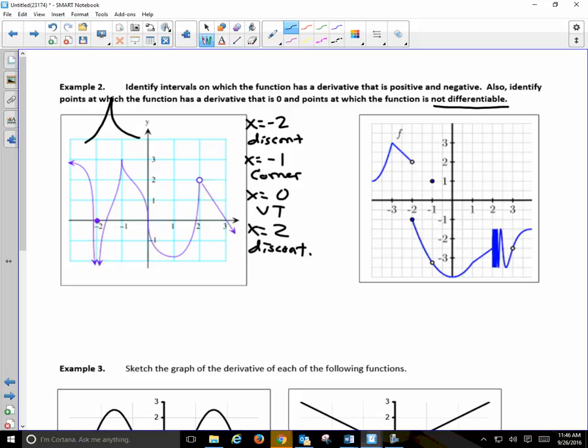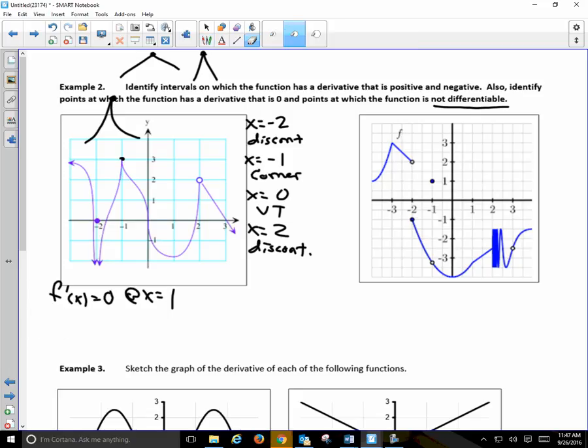Whether it's a softer corner or harder corner, anything like that, we'll call that a corner. Is the derivative ever equal to 0 here? Yeah, f prime is equal to 0 at 1. So I'll write f prime of x is equal to 0 at x equals 1.